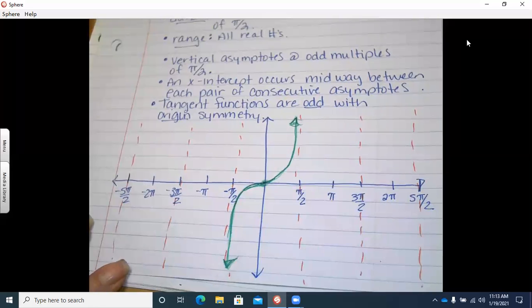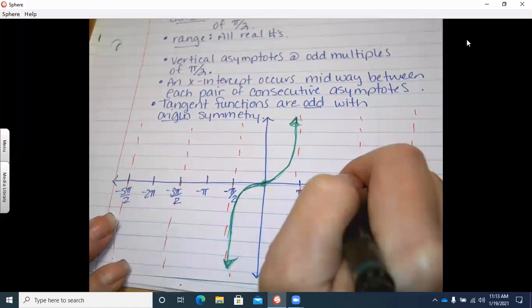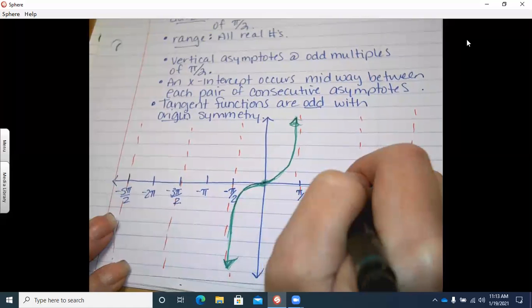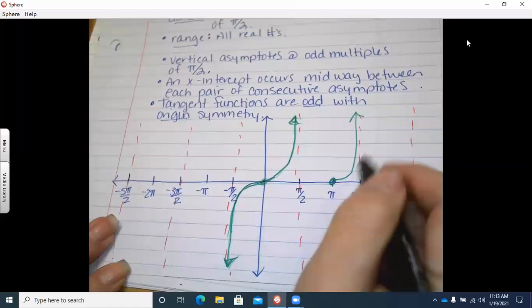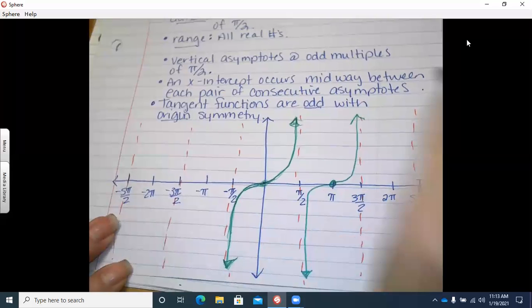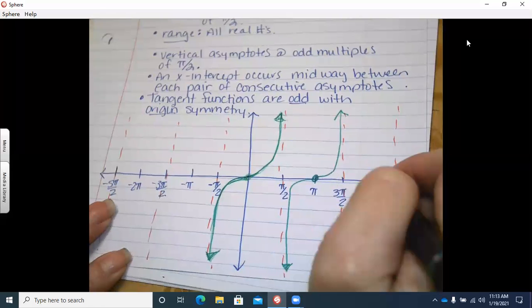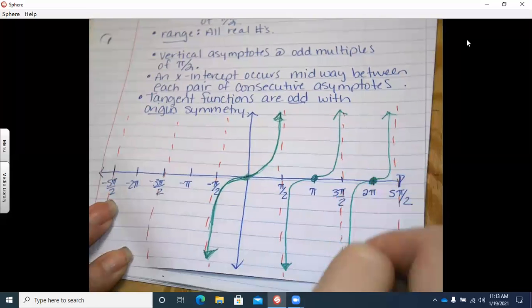So between pi halves and 3/2 pi, where is my graph going to cross the x-axis? At pi. So the right side will increase slowly and then more rapidly as it approaches the asymptote. Going to the left, it will decrease slowly and then more rapidly as it approaches the asymptote. Same thing in the next two asymptotes, it'll intersect the x-axis right in the middle. And then I'm going to go to the left side as well.